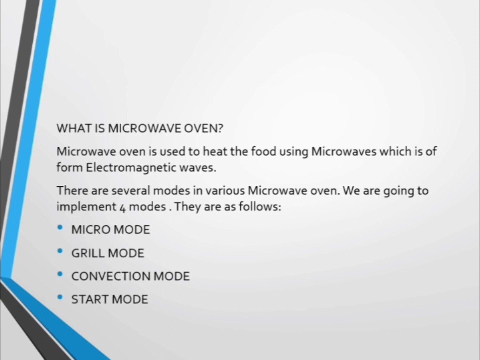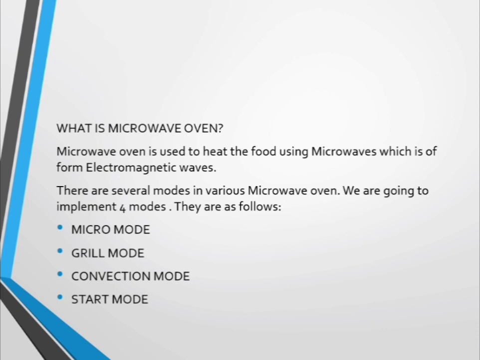Firstly, micro mode. In this mode, the microwave oven emits microwave radiation at a specific frequency, which is absorbed by the water, fats, and sugars present in the food. These microwaves excite water molecules, causing them to vibrate and generate heat. This heat cooks or heats the food quickly and evenly from inside out.